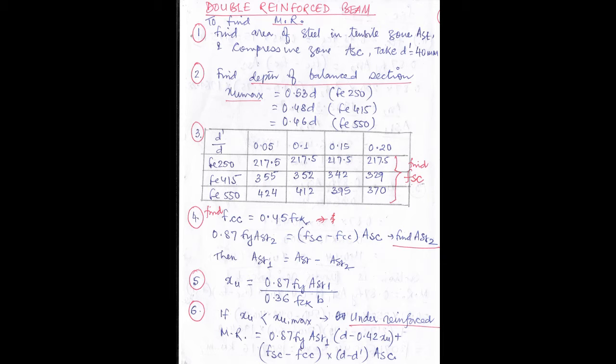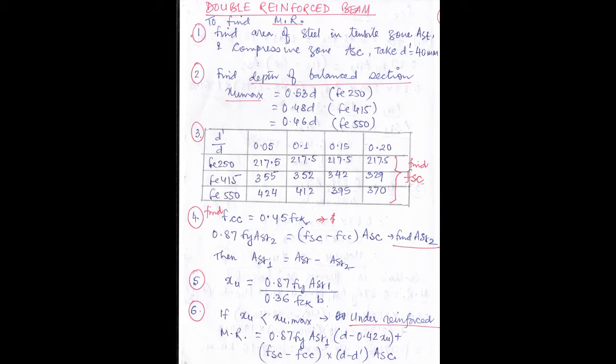So let us see what the steps are. Step number 1. Here in this problem we have to find the moment of resistance of a double reinforced beam, that is, moment of resistance or M.R. Step number 1 is to find the area of the steel in the tensile zone and name it as AST, and in the compressive zone and name it as ASC.